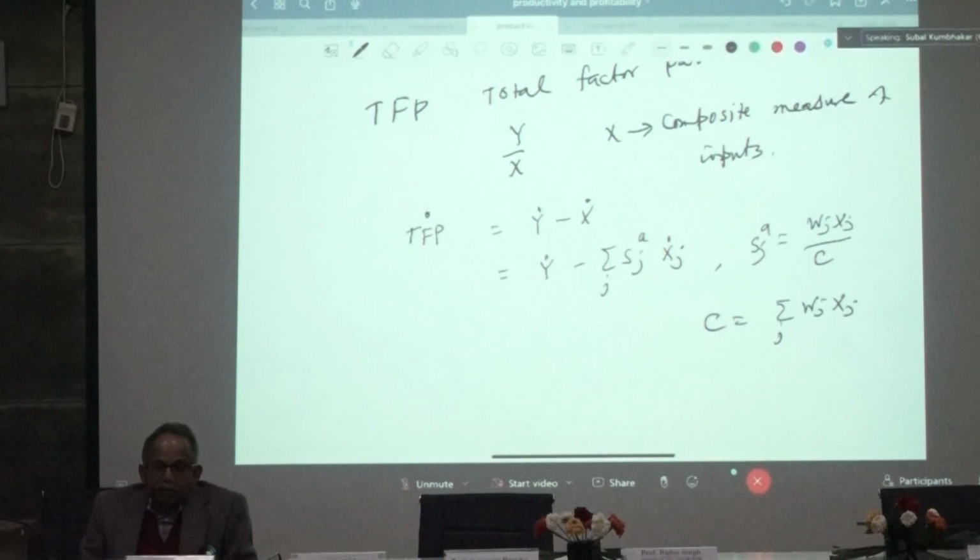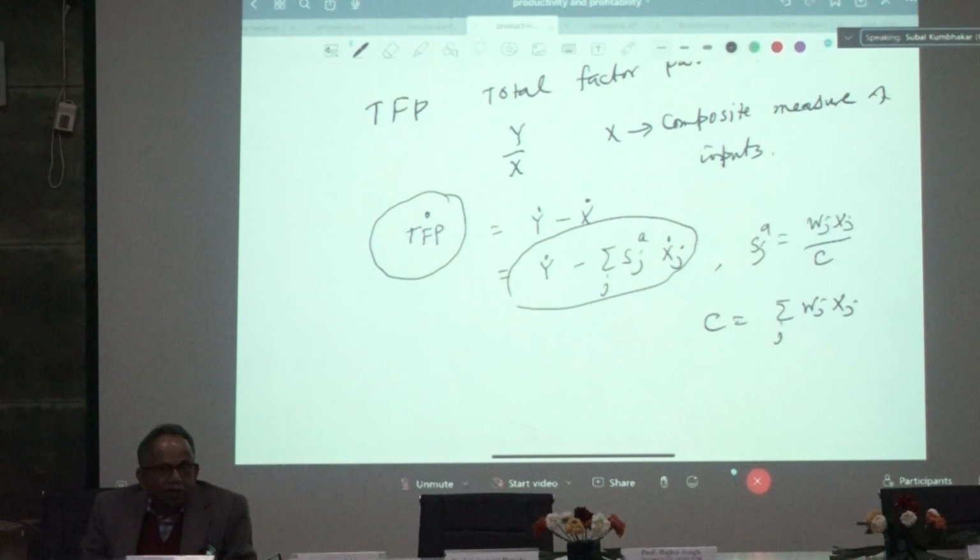But again, you can always change and get the measure of TFP dot, or change in total factor productivity. Now, do you need any econometrics to do this? Let's say your interest is to see what is happening to TFP, that means TFP dot. So TFP dot is defined in this way. Do you need to do any econometrics to get TFP dot? Yes or no? No, right?